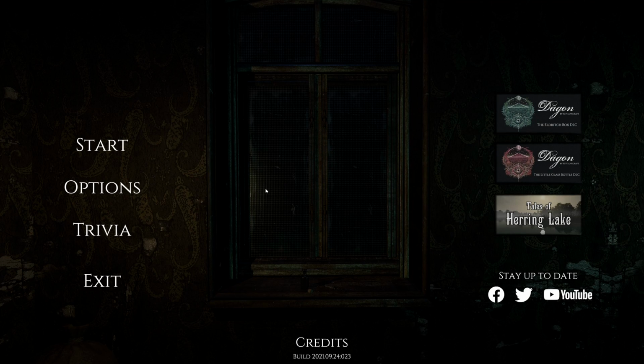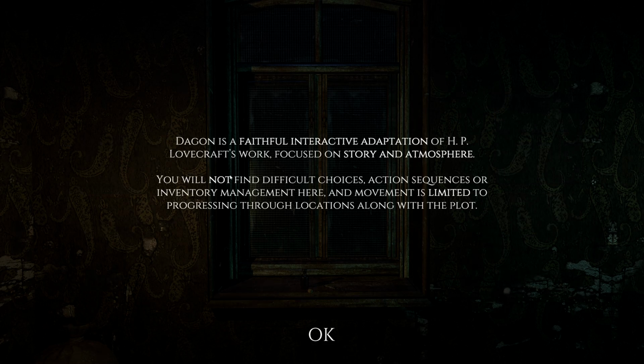Today we're going to be playing Dagon by H.P. Lovecraft. For those of you who are not aware of H.P. Lovecraft, probably the most famous horror fiction writer in history. And yet this is a game inspired by one of his works. And we'll see what it's all about.